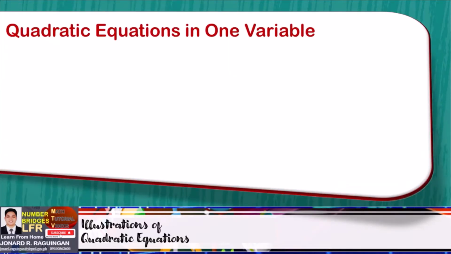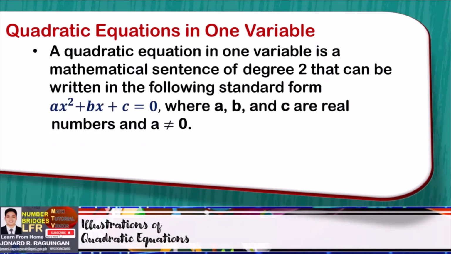Now, let's define quadratic equations in one variable. A quadratic equation in one variable is a mathematical sentence of degree 2 that can be written in the form ax squared plus bx plus c is equal to 0, where a, b, and c are real numbers and a must not be equal to 0. Take note that your a must not be equal to 0.